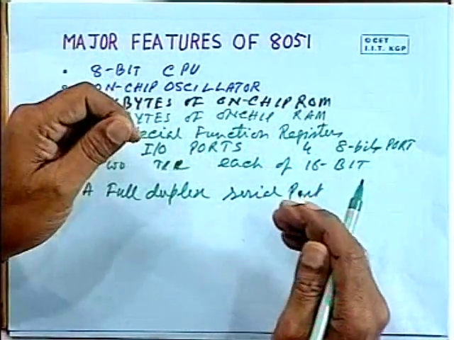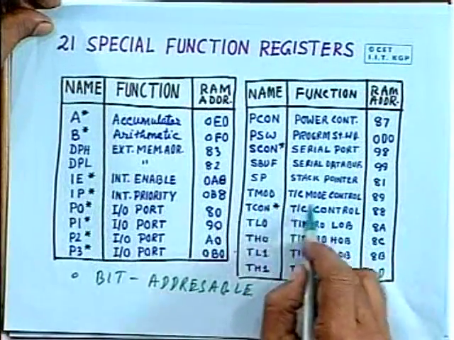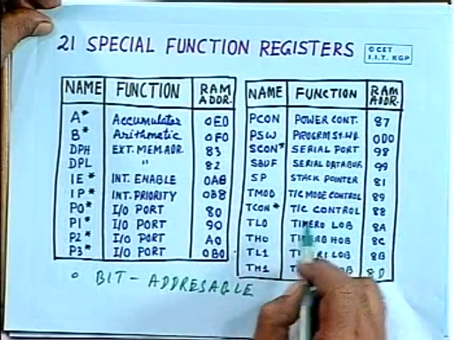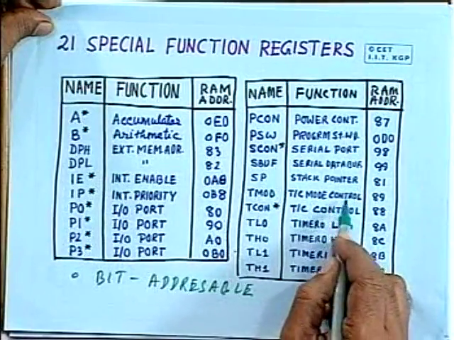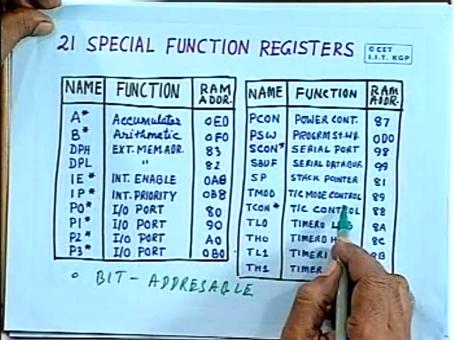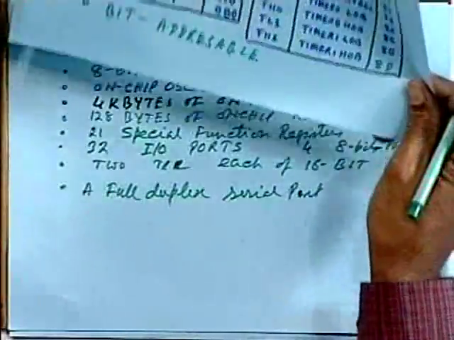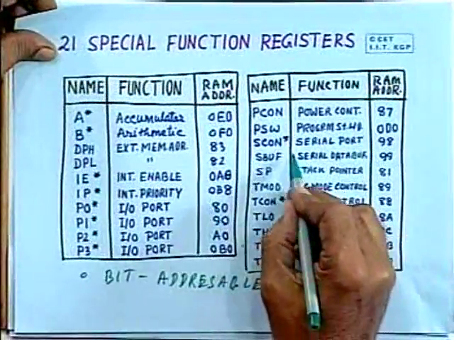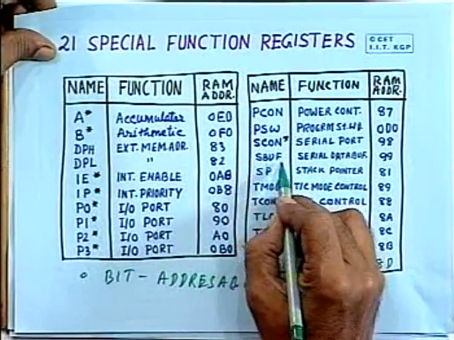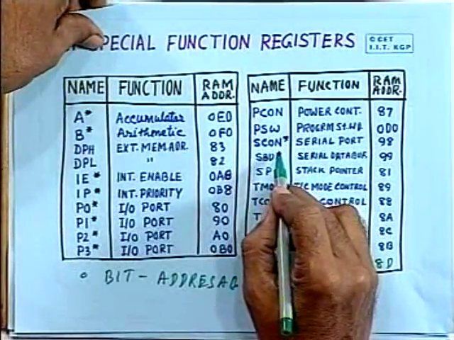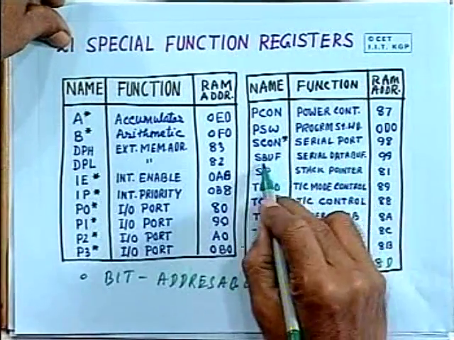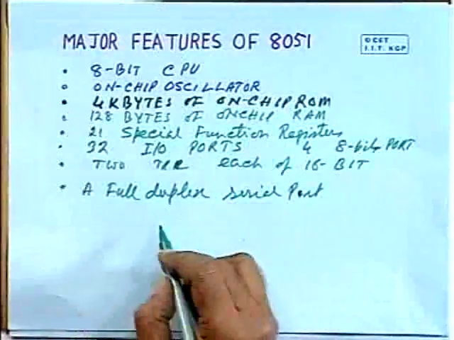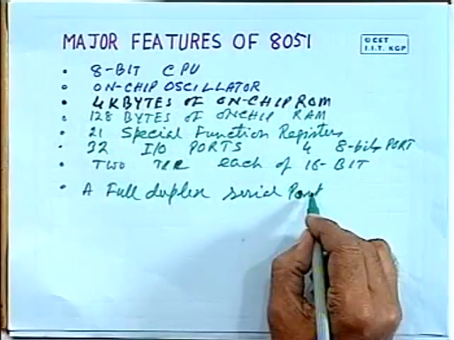The serial port is available in full duplex form, and it can be controlled with the help of the timer mode control register and timer control register. So these two registers will play an important role in timer control. The serial control is SCON and SBUF. Serial control can be performed with the help of the serial port line, and SBUF will act as a buffer for that serial port. That means the full duplex serial port has a control register and a buffer register available.